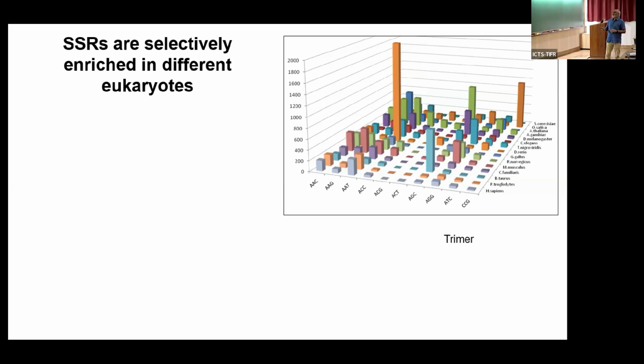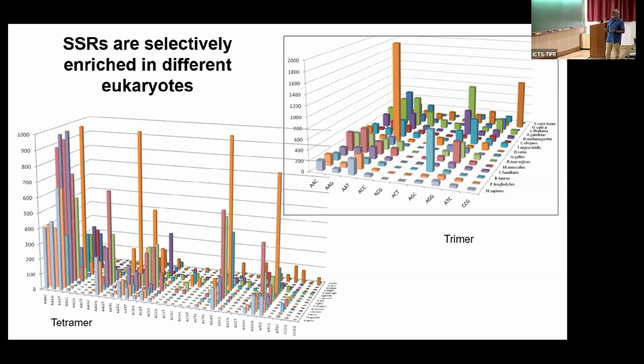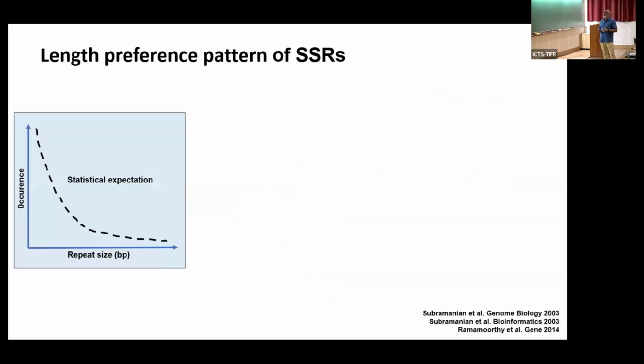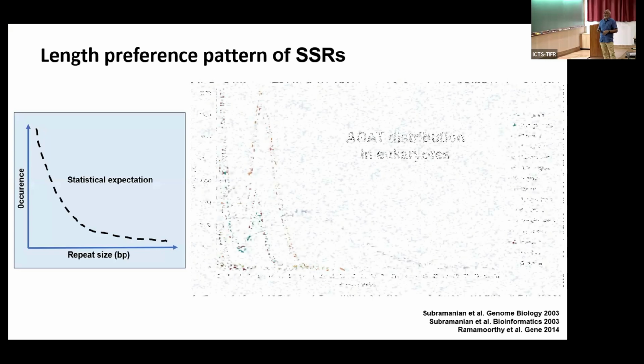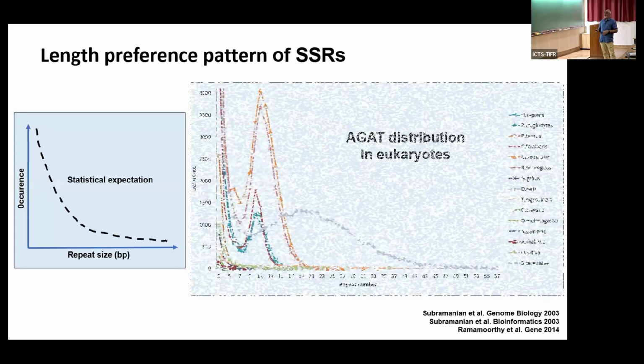Different repeats occur differently. Some are not present, some are highly present. And if you look at other SSRs, you see the same kind of thing. If you look at the length of these repeats, generally you expect longer repeats should be fewer, but that is not the case.